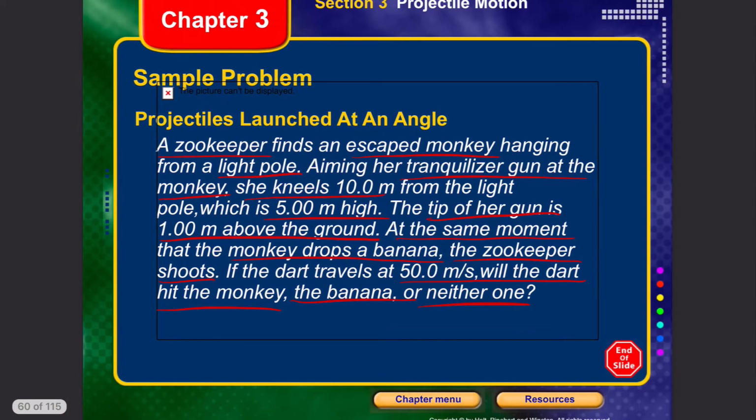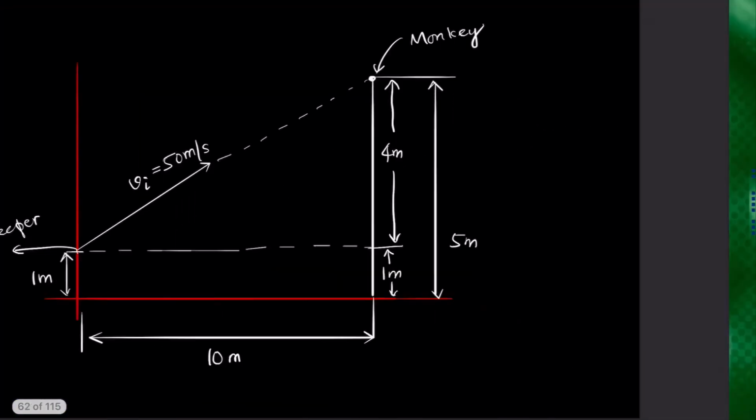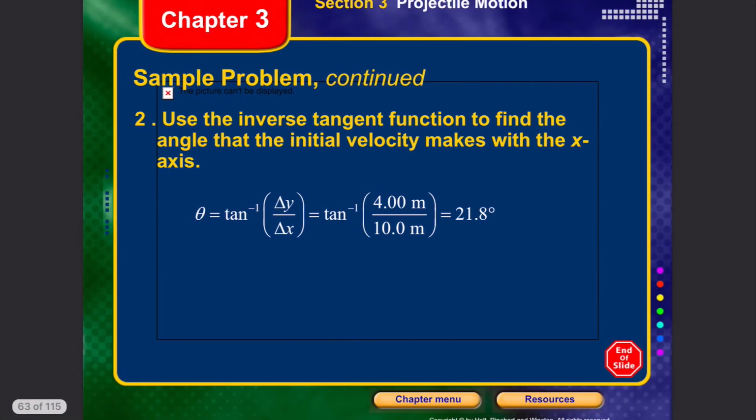So what is happening here? At the moment when she shoots, the monkey drops a banana. So the zookeeper will shoot. Now if the dart travels at 50 meters per second, will the dart hit the monkey, the banana, or neither one? So let's try and understand this particular problem right here.